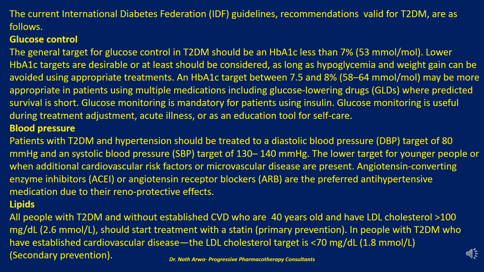Lower HbA1c targets are desirable or at least should be considered, as long as hypoglycemia and weight gain can be avoided using appropriate treatments. An HbA1c target between 7.5 and 8%, that is 58 to 64 mmol per mole, may be more appropriate in patients using multiple medications, including glucose-lowering drugs, abbreviated as GLDs, where predicted survival is short.